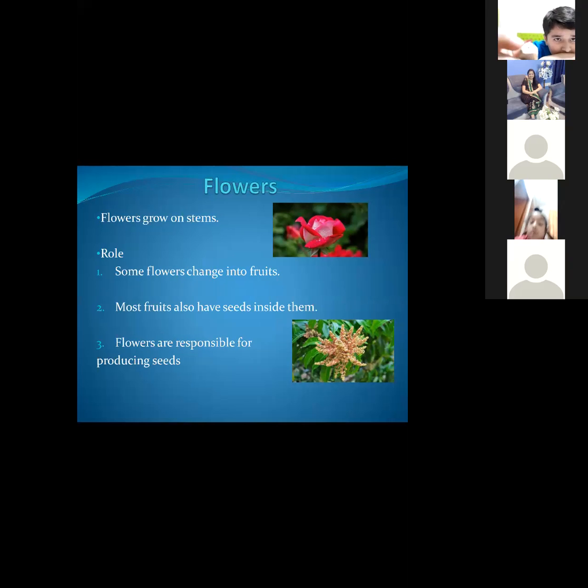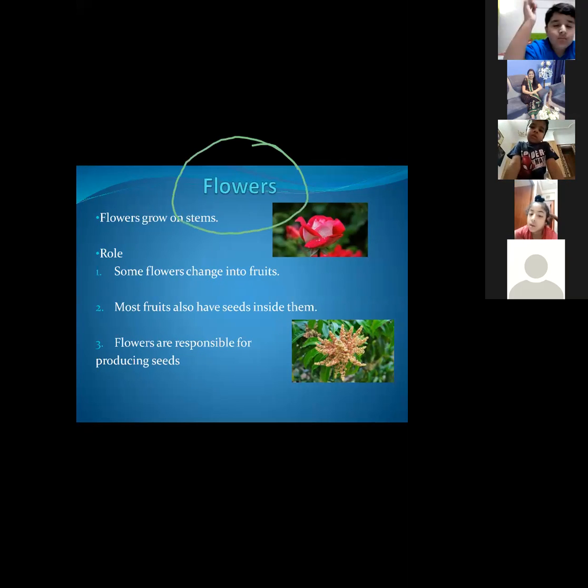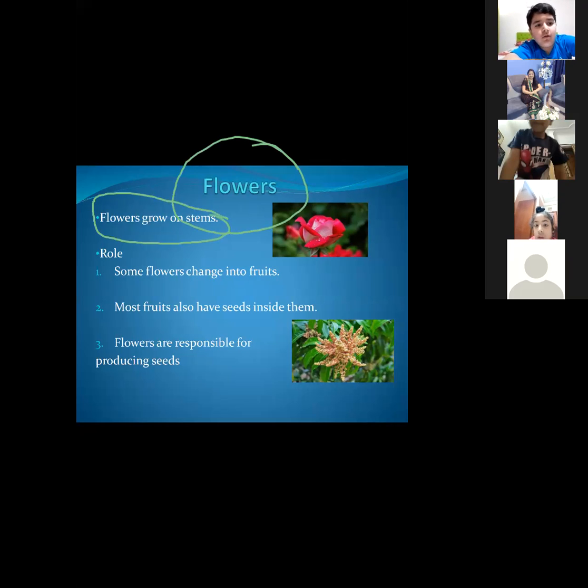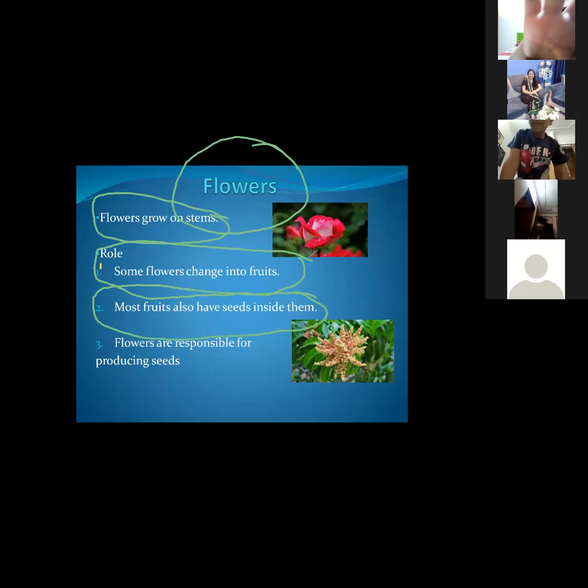Now this is a slide. Let's start with the topic: flowers. Flowers grow on the stem. Why do we have flowers in the plant? What is the role of the flower in a plant? They are very attractive, first of all. Second, some flowers change into fruit, and most fruit also have seeds inside them. So we say flowers are responsible for producing seeds.